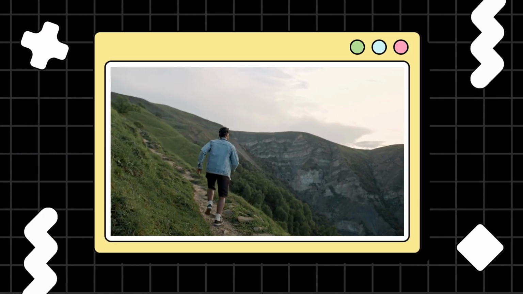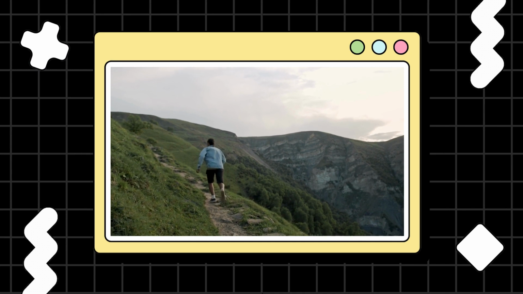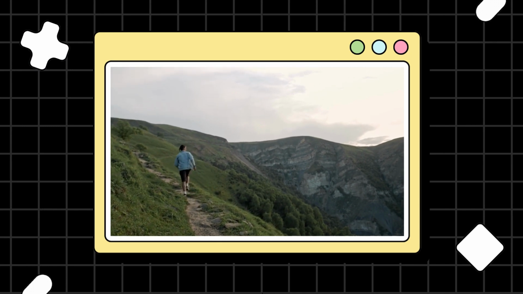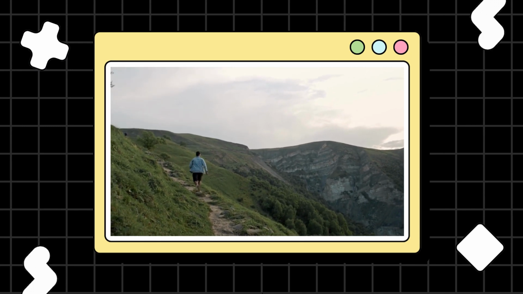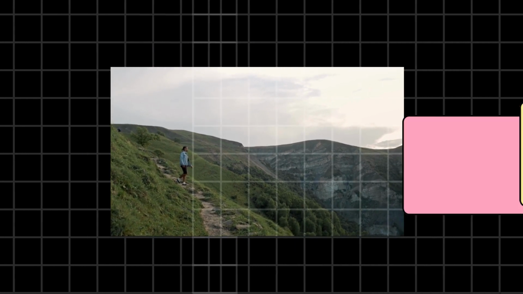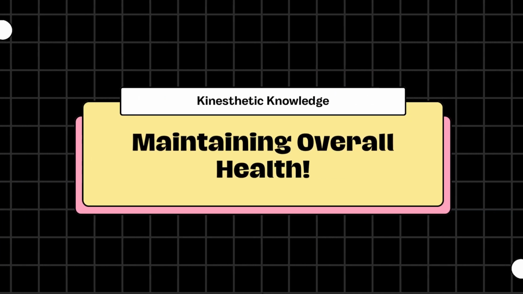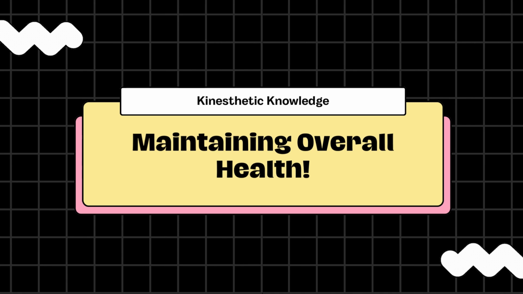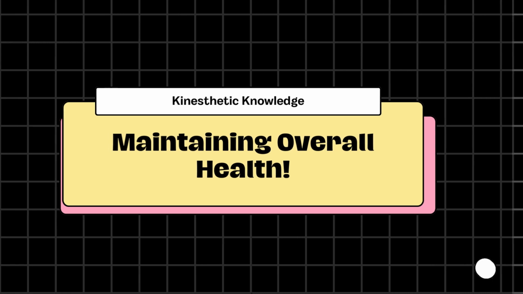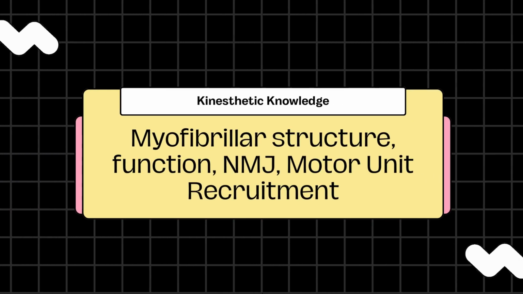Muscle strength and stability are fundamental to our ability to move, perform tasks, and maintain posture. Strong and stable muscles not only enhance athletic performance, but also play a crucial role in preventing injuries and maintaining overall health. In this video, we will delve deep into the intricate world of muscles, exploring foundational topics such as muscle structure and function, the neuromuscular junction, and the fascinating process of motor unit recruitment. These topics will be discussed in greater detail in future videos, so let's get started.